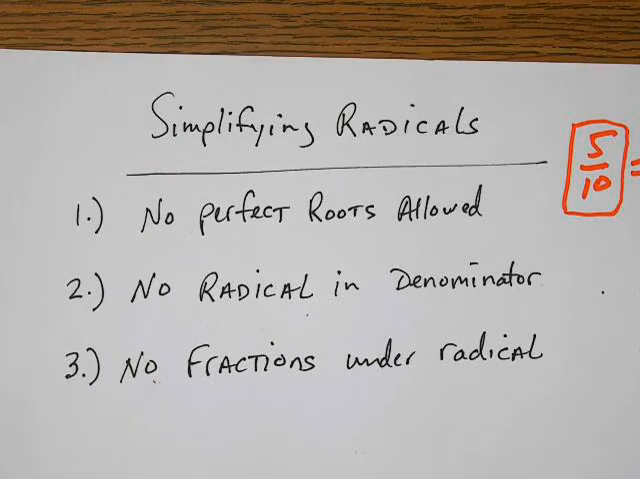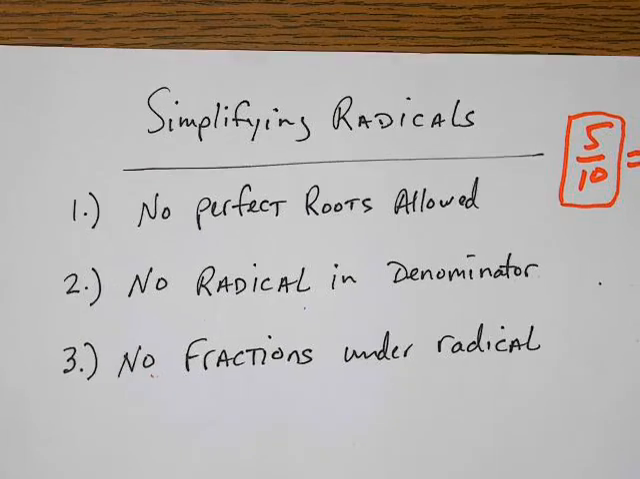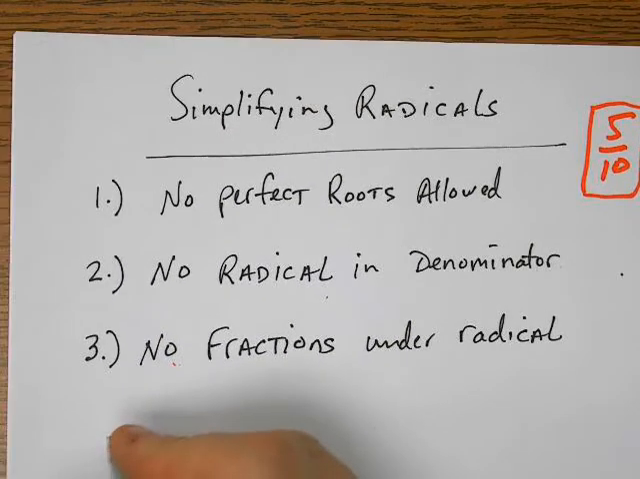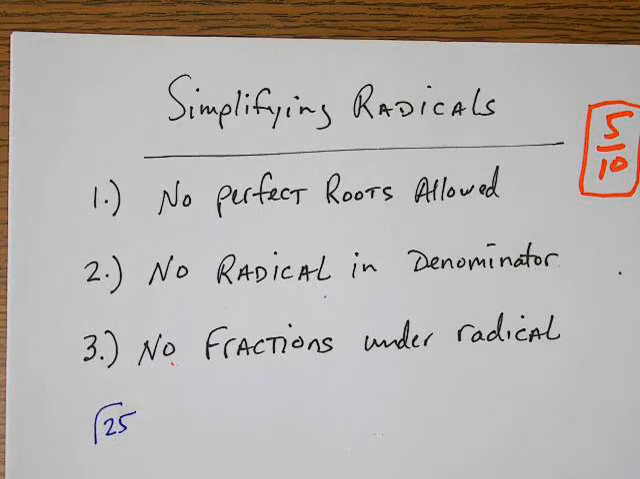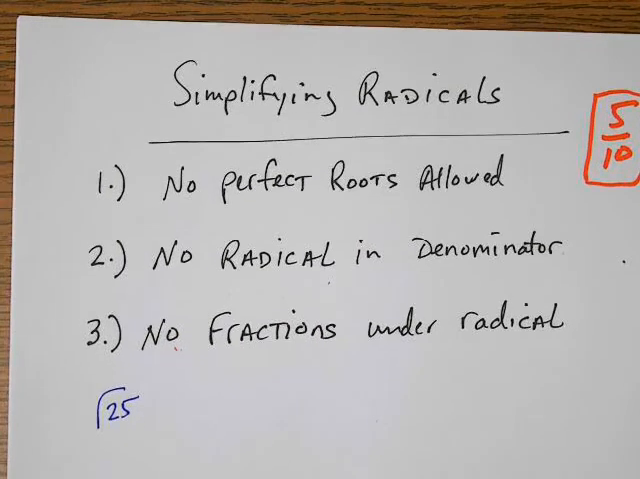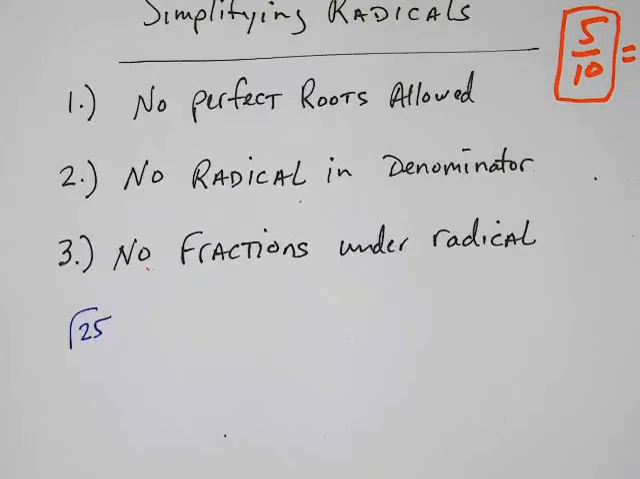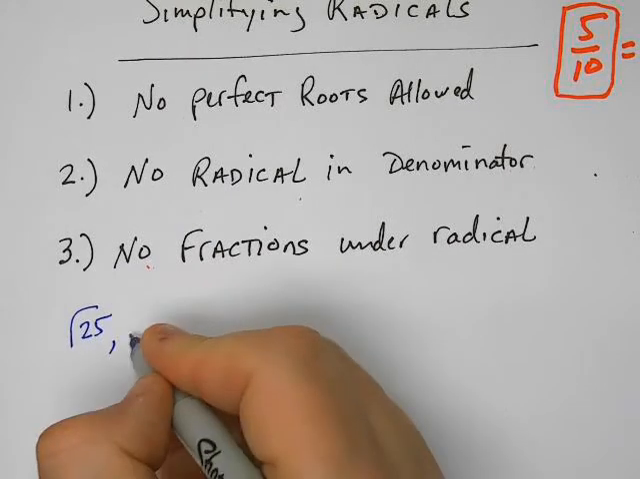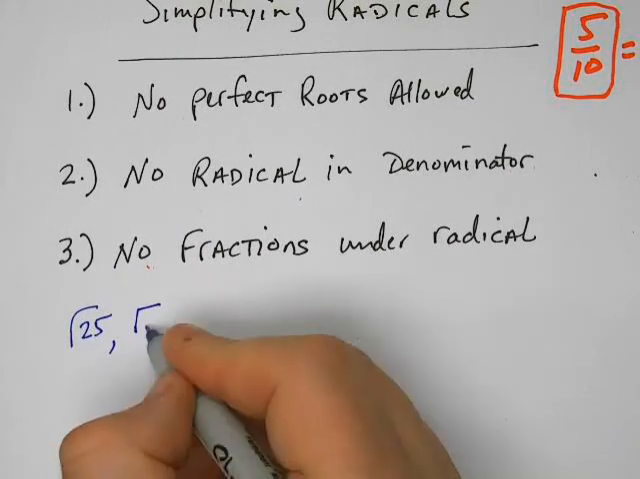All right, so now there's 3 scenarios. I'm going to give you samples of all 3. Here's a sample of number 1. The square root of 25. Don't tell me that that's an answer, because that's not simplified. Here's another sample of the first one. The square root of 18.